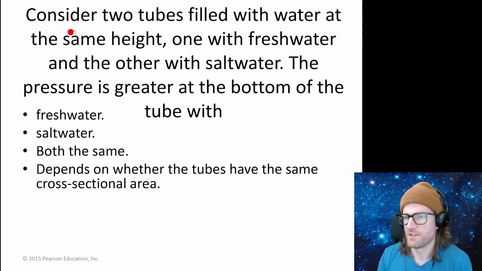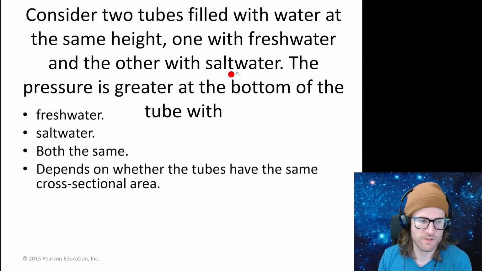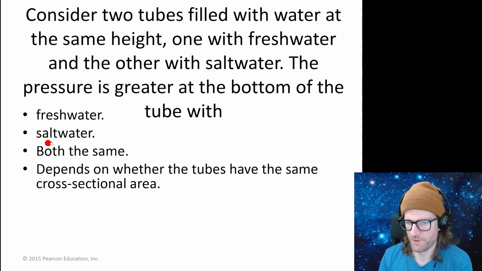Okay. Consider two tubes filled with water at the same height, one with fresh water and the other with salt water. The pressure is greater at the bottom of the tube with, well, we know salt water is more dense than fresh water. So since salt water is more dense, if they have the same height, then the one with the salt water will have the higher pressure.